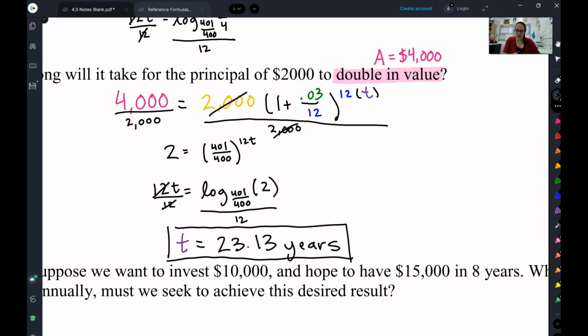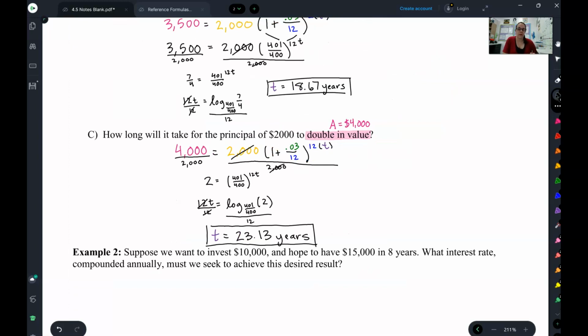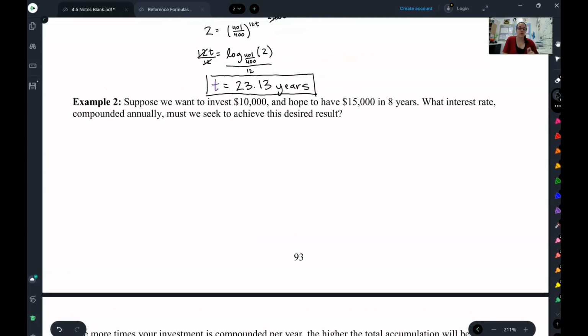Check your answer with my answer. So I solved all this out very similar to the last one, and I got about a little more than 23 years. So it'll take 23 years for my $2,000 to just sit in this account and double to $4,000. Let's try one last example for this video.